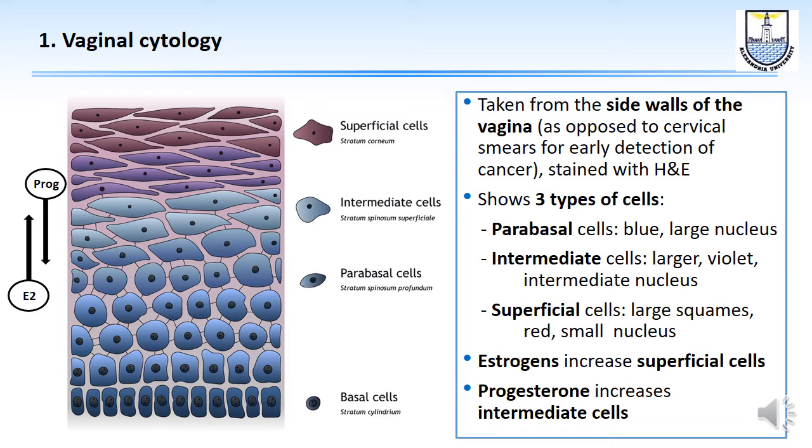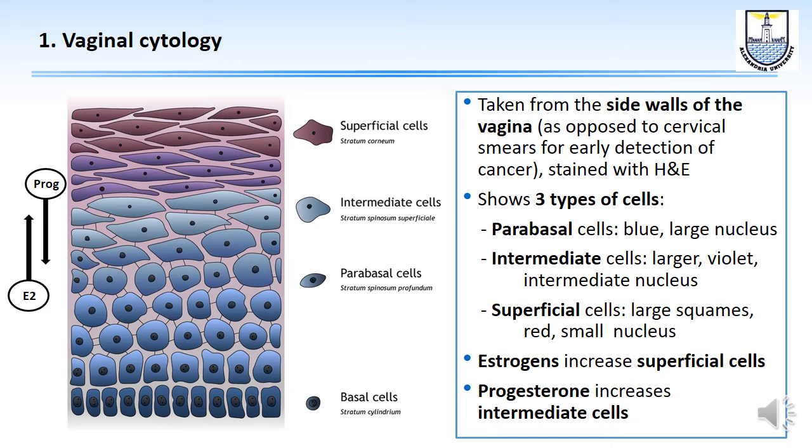So what we do is that we take a vaginal smear, not a cervical smear. A cervical smear is meant to look for cancer, for early cancer, but no, we're not talking about cancer here. We're not talking about the cervix here. We're talking about the vaginal wall. We take a swab, a smear from the vaginal wall, we put it on a slide, and we stain it with hematoxylin and eosin, acidic and basophilic stain.